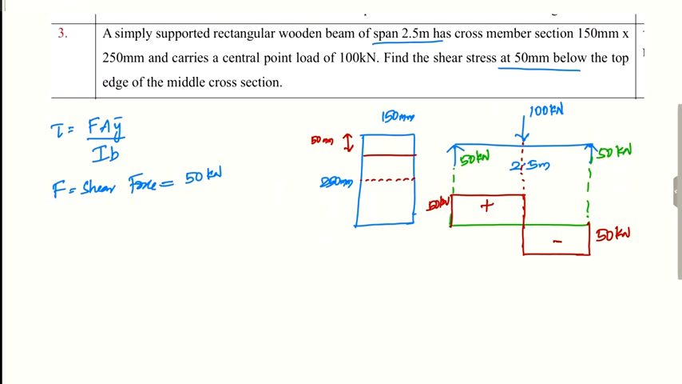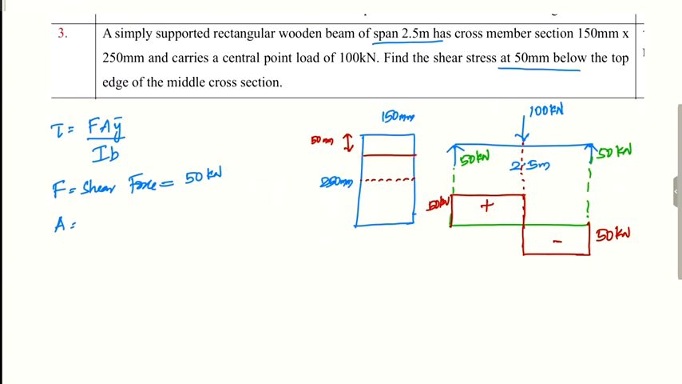You'll get the value for your shear force as 50 kilonewton. Have you understood up to here? You're supposed to find the shear force at the midsection, and I got that value as 50 kilonewton. Is it okay? Now the next one is area. As you could see here, it is asked to find the shear stress at 50 mm below the top. So we need to consider the section a layer which is 50 mm below.